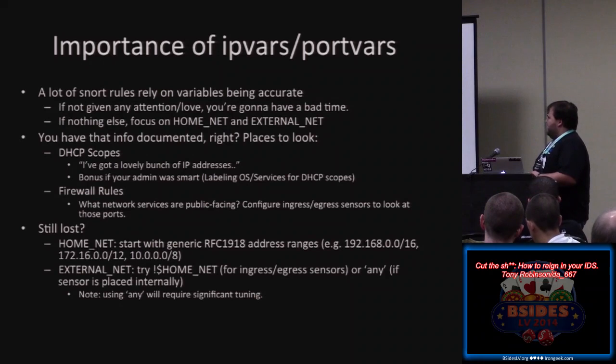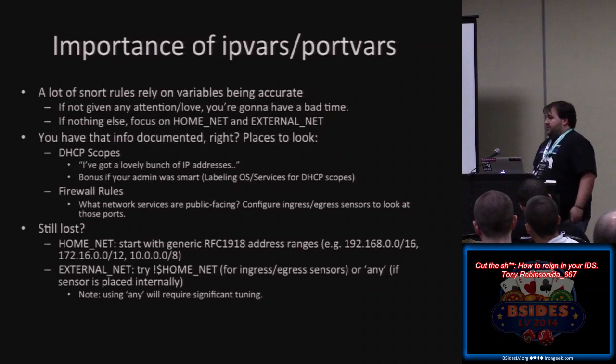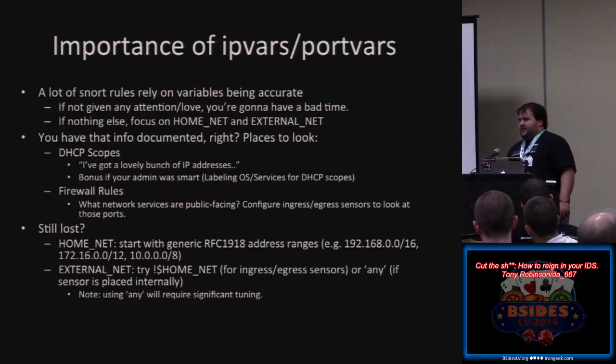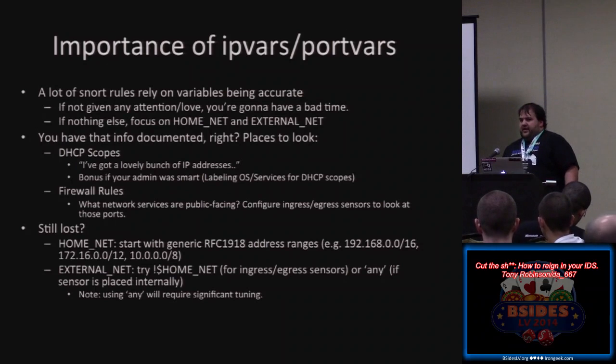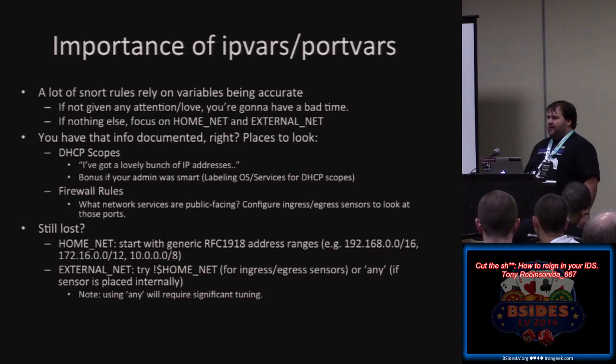So if nothing else, the first thing to focus on would be getting proper IP address ranges for your HomeNet and your external net values. Generally speaking, if you don't have that documented, a couple of places that I've had tremendous luck is talking to your sysadmins and getting DHCP scopes. If you can get those exported in a little CSV file, that's really awesome. It helps set up your home networks.